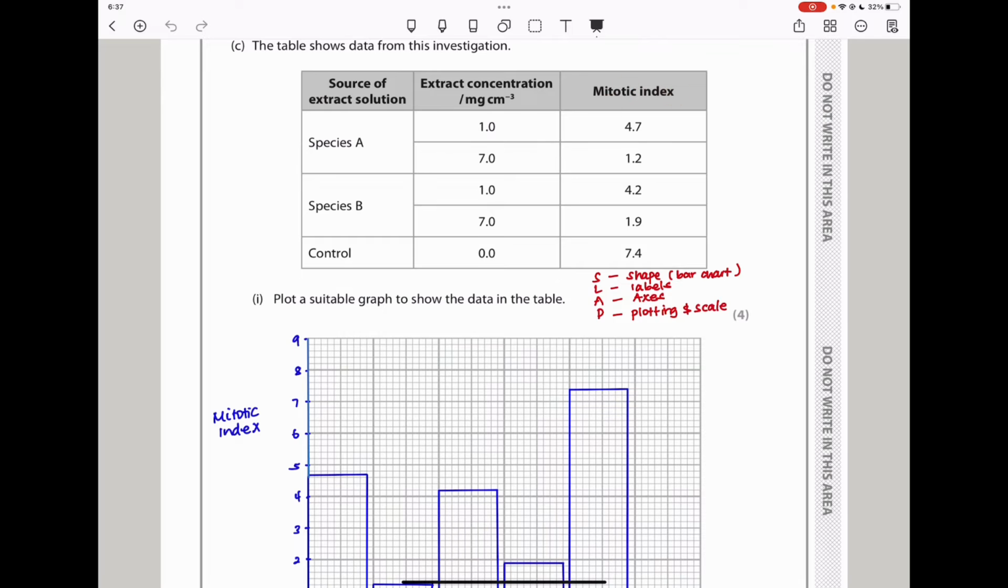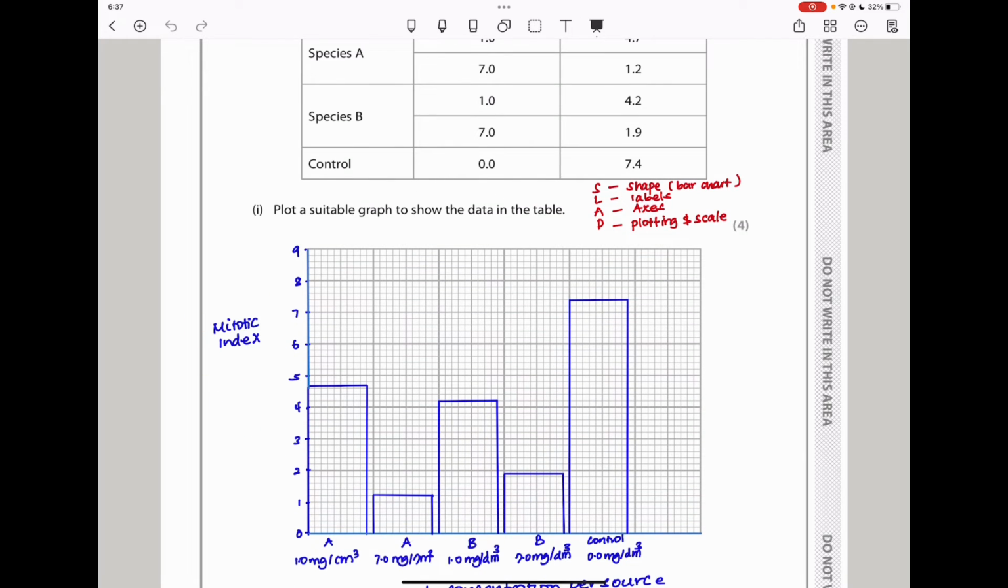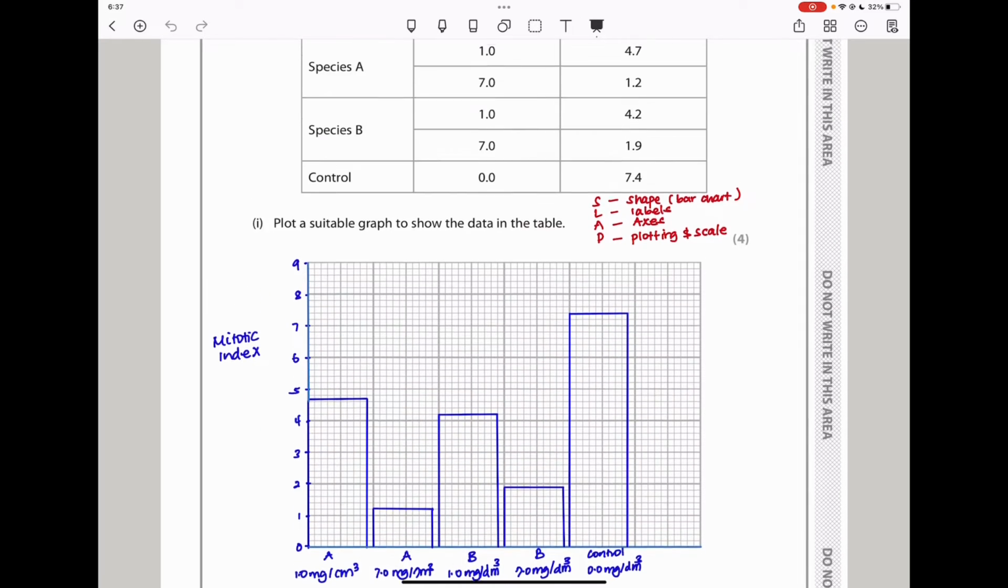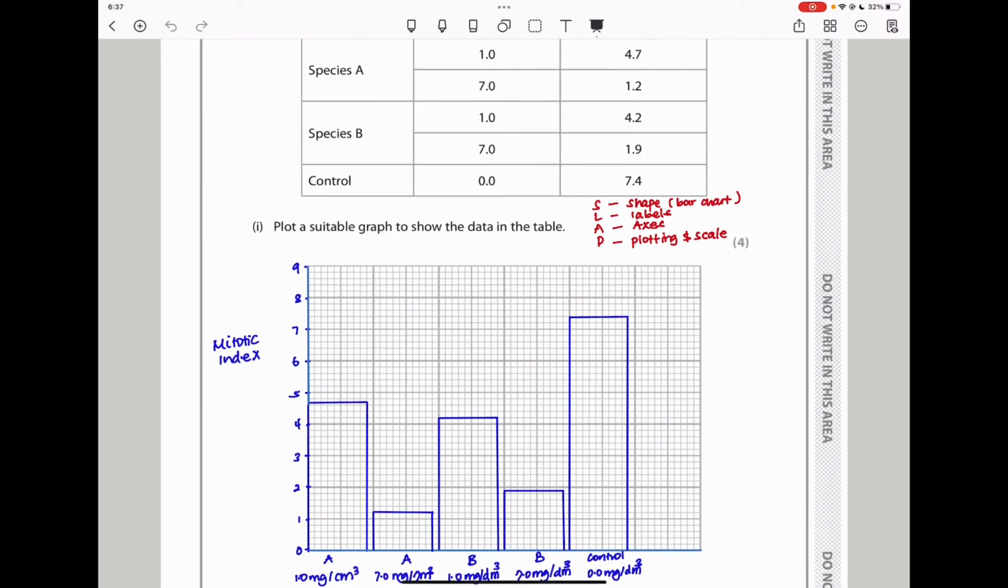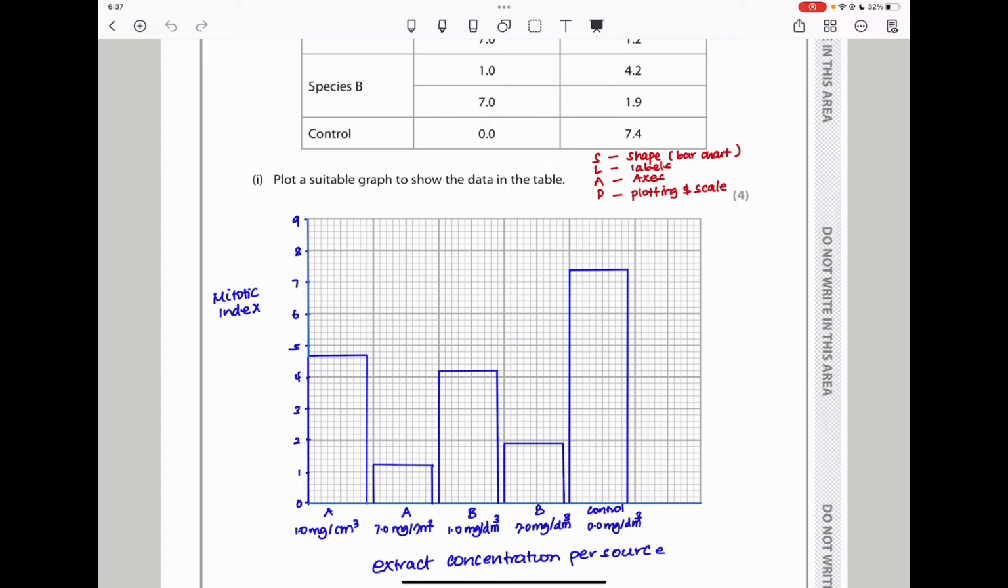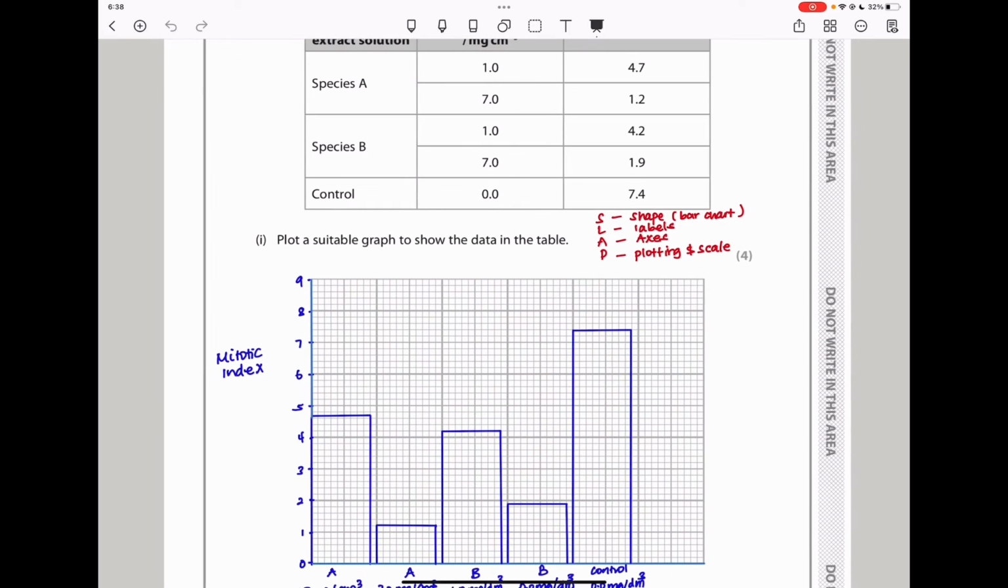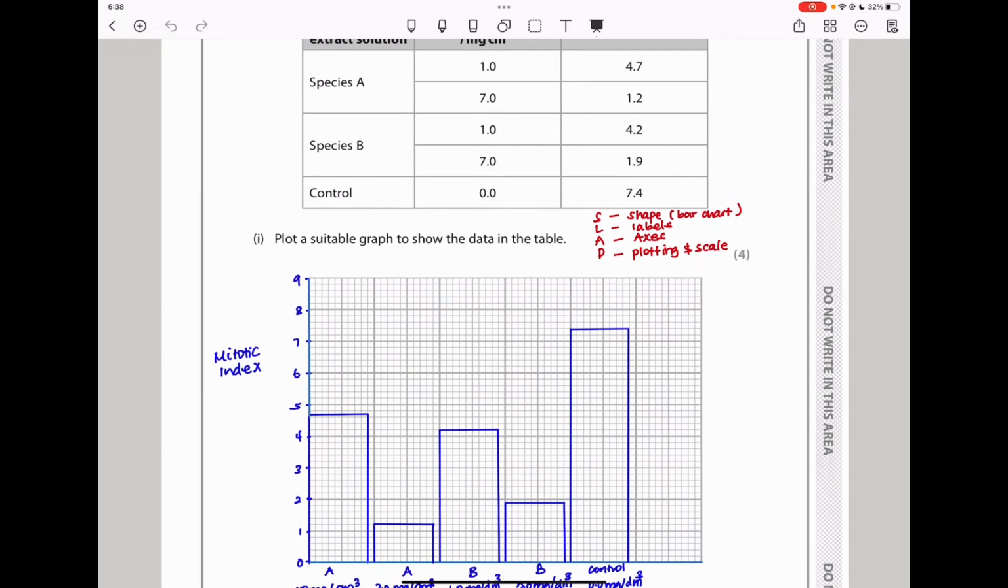On the results, I put the mitotic index on the vertical axis, and on the horizontal axis I put the specific concentrations of each species. For species A, we can see 1 milligram per centimeter cubed and 7 milligrams per centimeter cubed. And for species B, we have 1 milligram per decimeter cubed and 7 milligrams per decimeter cubed, as well as the control that had 0 milligrams per decimeter cubed.